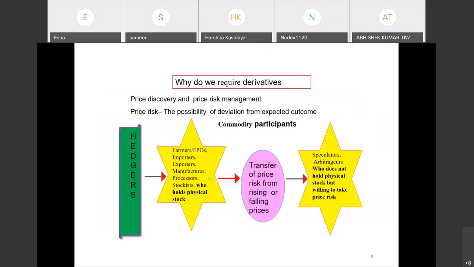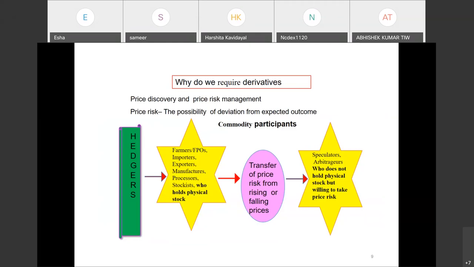Now, why do we require these derivatives? Derivatives are required for price discovery and price risk management. What is price risk? That is the possibility of deviation from the expected outcome, because you don't know what the price will be tomorrow. Suppose I anticipate prices will rise in future, and if they fall, it is against my expectation. Similarly, if I say prices will fall, and they rise, then again it is against my anticipation about the reading of the prices.